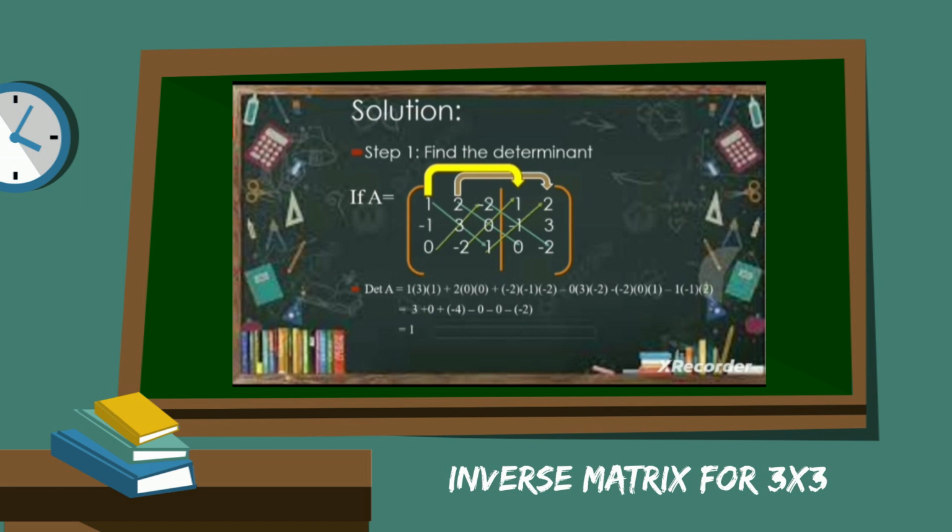Okay, now add the blue arrows and subtract the green arrows. 3 plus 0 plus negative 4 minus 0 minus 0 minus negative 2. The determinant of matrix A is 1.